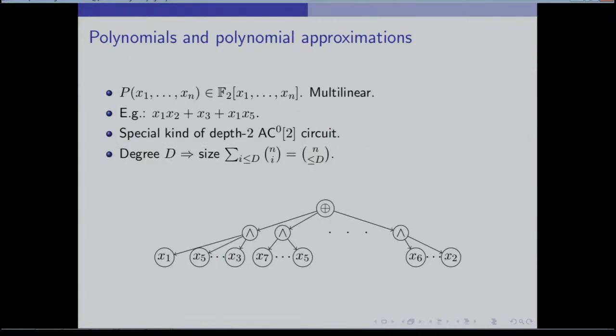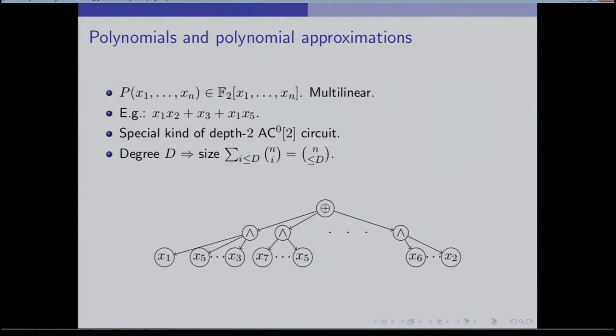In particular, if the polynomial has degree d, so if all the terms that feed into the mod 2 gate are degree d, that means each of these ands that we're looking at in this circuit involves at most d variables, which means that the size of this circuit is bounded by something like n choose d. It's actually a sum of binomial coefficients up to d.